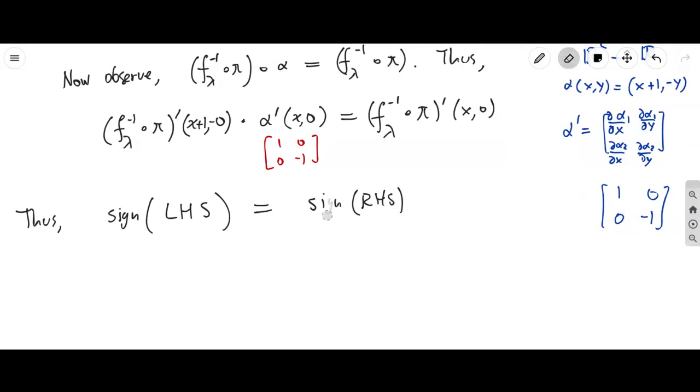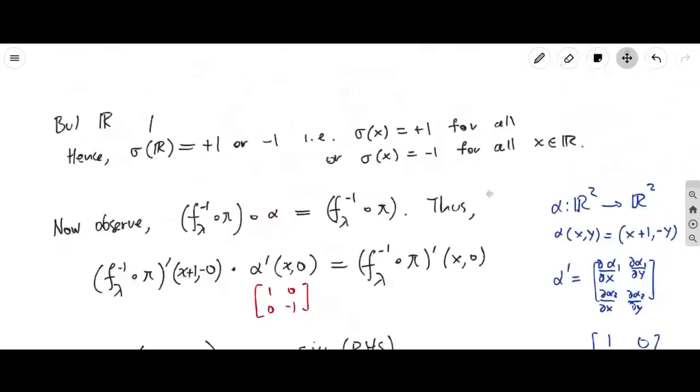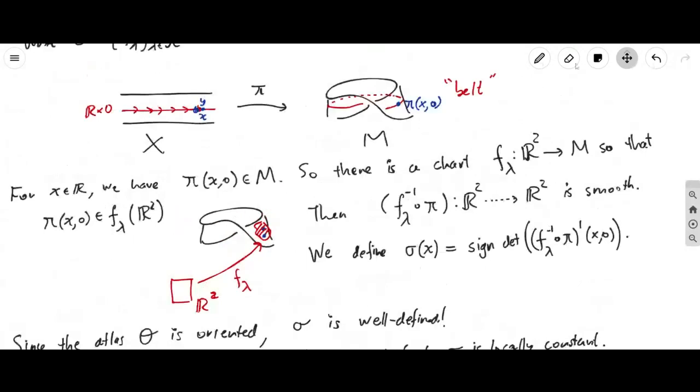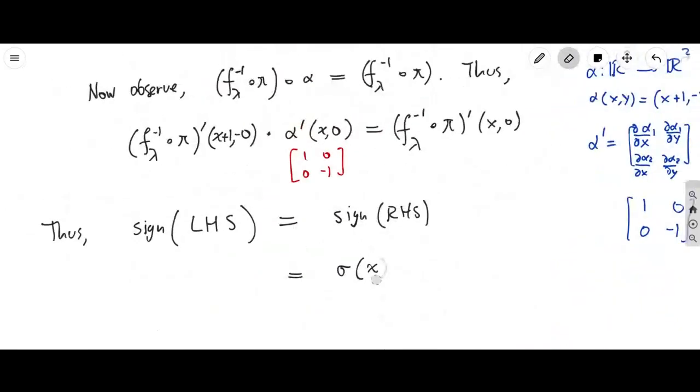But let's calculate the sign of the left-hand side. So the sign of the right-hand side, that is quite simply sigma of x. Why? Because that's the definition of the sigma function. That's exactly how we define sigma. Just to show you again, this is exactly how we define sigma. You evaluate it at x0, you evaluate it at the belt, you calculate the derivative at that point, and you take its sign. So the sign that you get, that's just the right-hand side. That's just sigma of x.